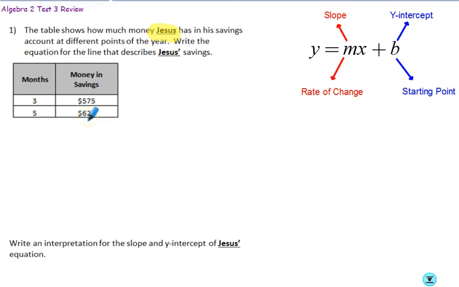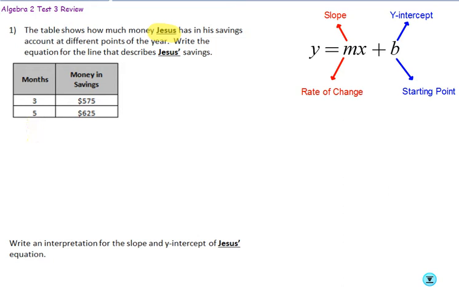If you look down at number 2, it has a different table for another person, his sister Jordana, and it shows a different amount. What we're going to want to compare is how much Jesus saved versus how much Jordana saved. So let's talk about Jesus first, and that's what this first question is looking at. We don't know what he started with because they don't tell us. We just know after 3 months he had $575, and after 5 months $625. We don't know months 6, 7, 8, 9, 10. We're not quite sure. So that's what we want to figure out.